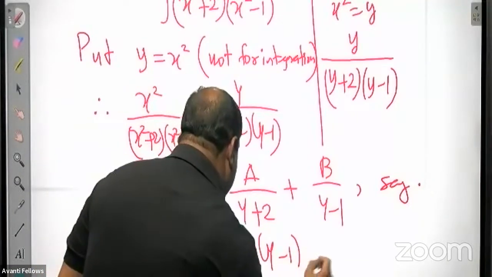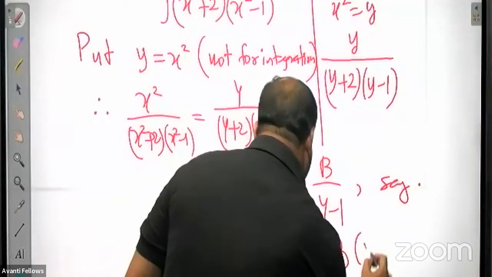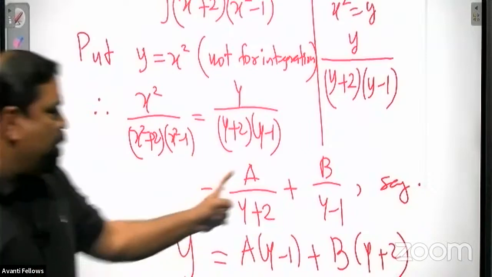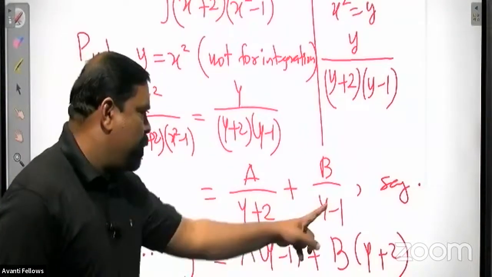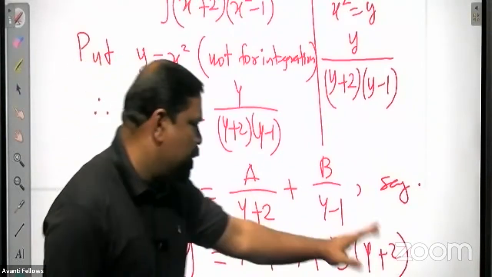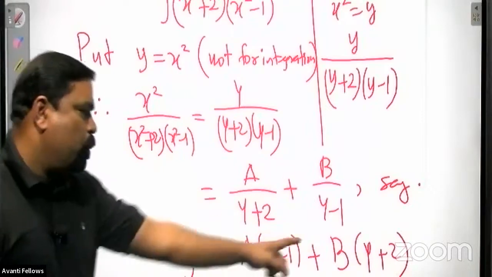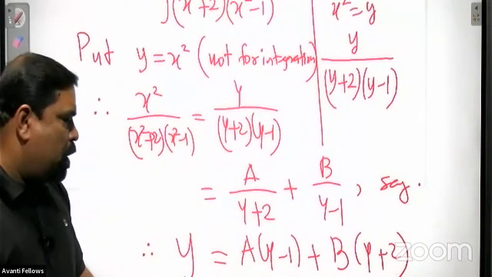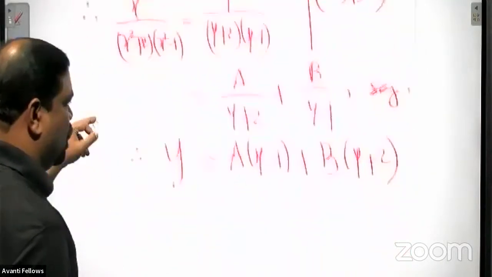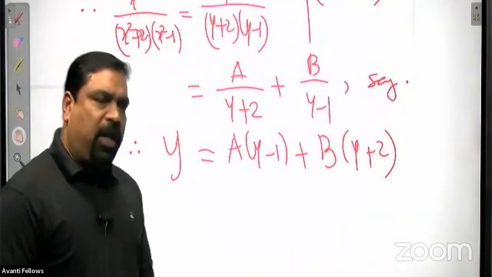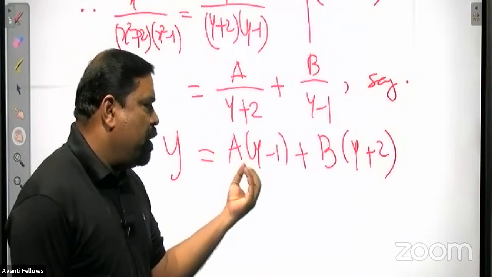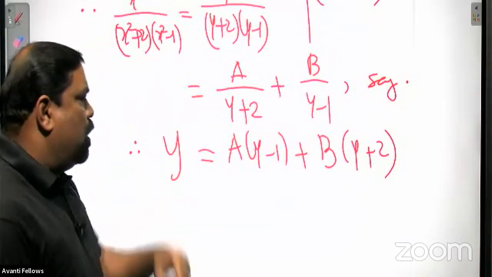I am just telling the partial fraction method. You must be knowing all the methods. So A into (y minus 1) plus B into (y plus 2), divided by (y plus 2) into (y minus 1). So the numerator will be A into (y minus 1) plus B into (y plus 2). Here the numerator is y, so y must be equal to that. Now find A and B using some technique. To get A and B, we can compare the similar terms on both sides, or you can take some value for y. Anyway, you can find out.